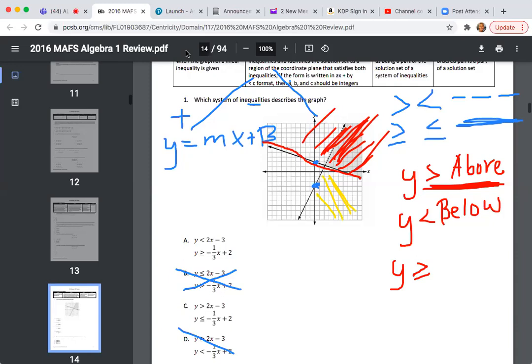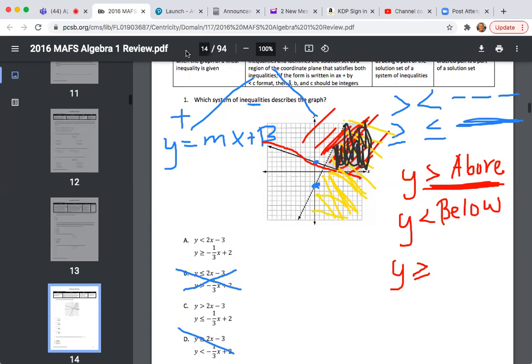And what are they looking for in these problems, guys? They're looking for the overlap area. Where does the shading overlap? It is overlapping right here, in this region. That's what they were showing you right there. This region right here is where you will find every single point that will make both inequalities true.